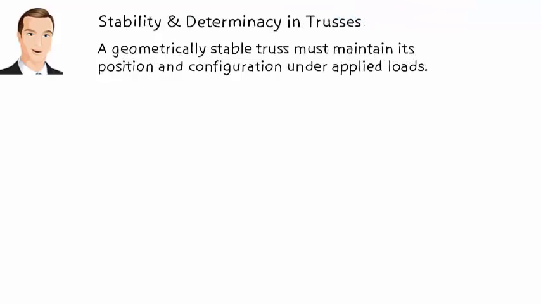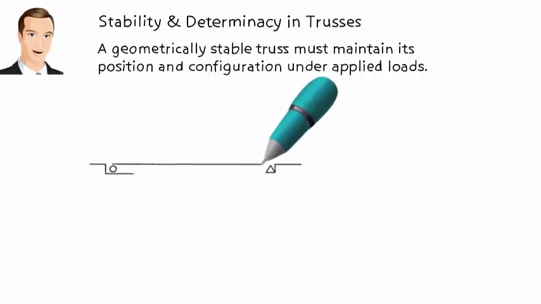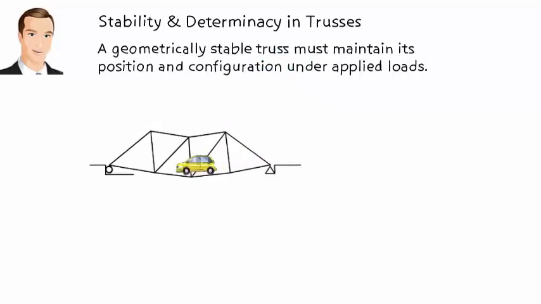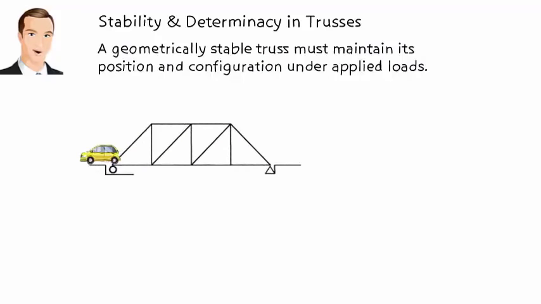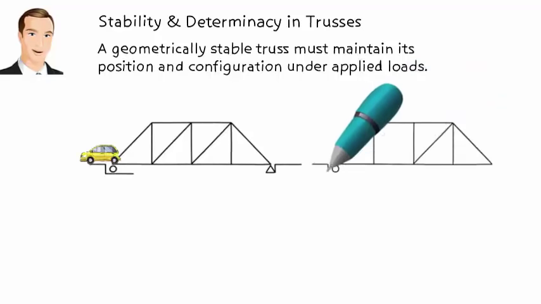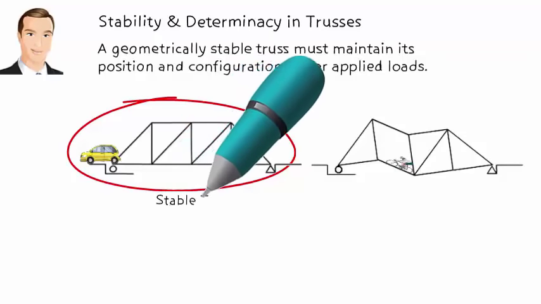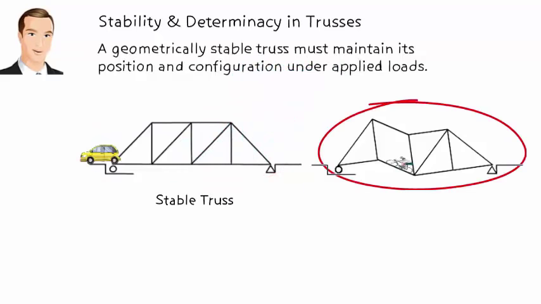A truss is geometrically stable if it can maintain its position and configuration under applied loads, even though such a structure deforms when loads are placed on it. But once the loads are removed, it would assume its original, undeformed configuration. In contrast, deformations or displacements in an unstable truss are permanent and often occur without any significant applied loads. So, this is a stable truss, and this is not.